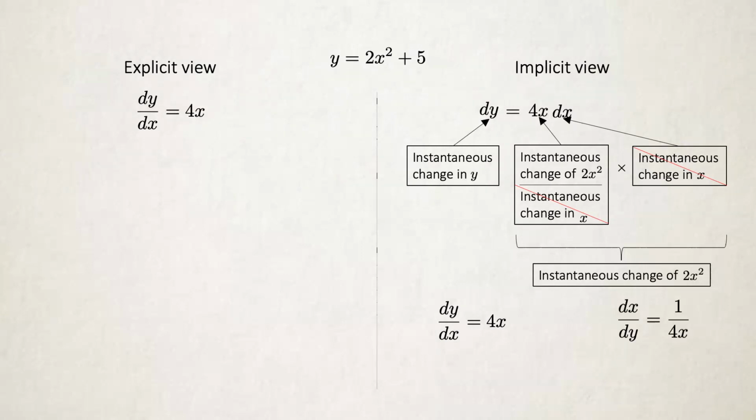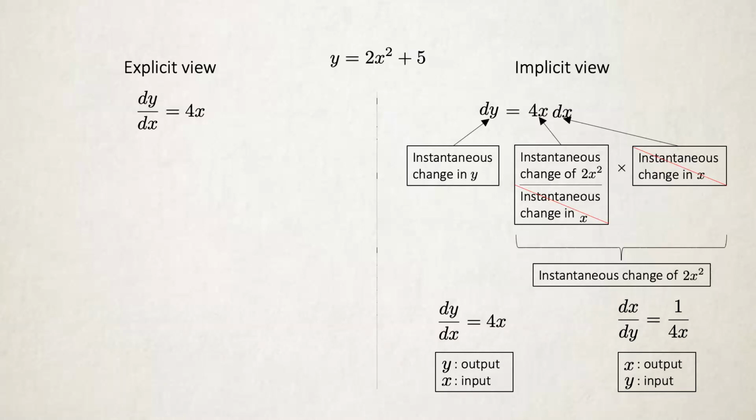The other one is dx/dy, which you can get by dividing both sides by 4x dy, which becomes 1 over 4x. The first derivative, dy/dx, treats y as output and x as input, while dx/dy treats x as output and y as input.